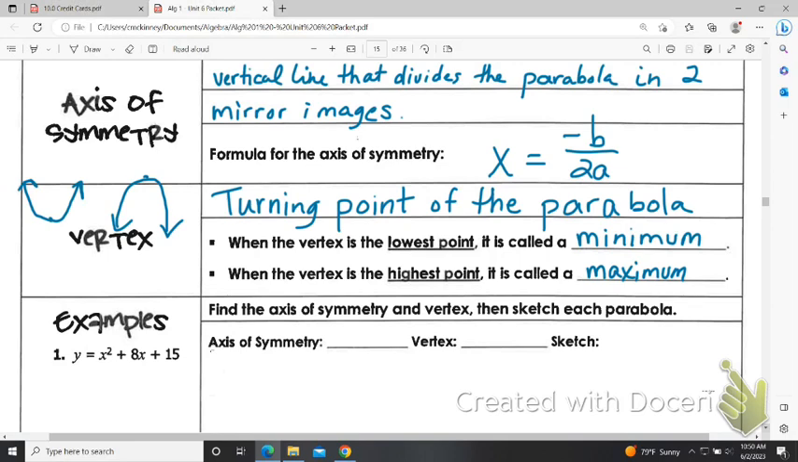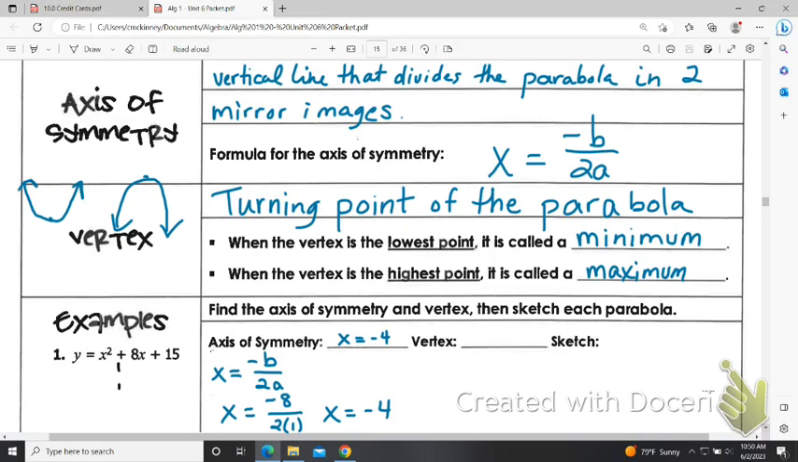All right, so for this example, if we have the equation x squared plus 8x plus 15, all equal to y, if I want to know the axis of symmetry, remember we're doing x equals negative b over 2a. So the b in this is 8, so negative 8 over 2 times 1. That's negative 8 over 2, which means my axis of symmetry, negative 8 divided by 2, is x equals negative 4. The axis of symmetry always goes through the vertex.